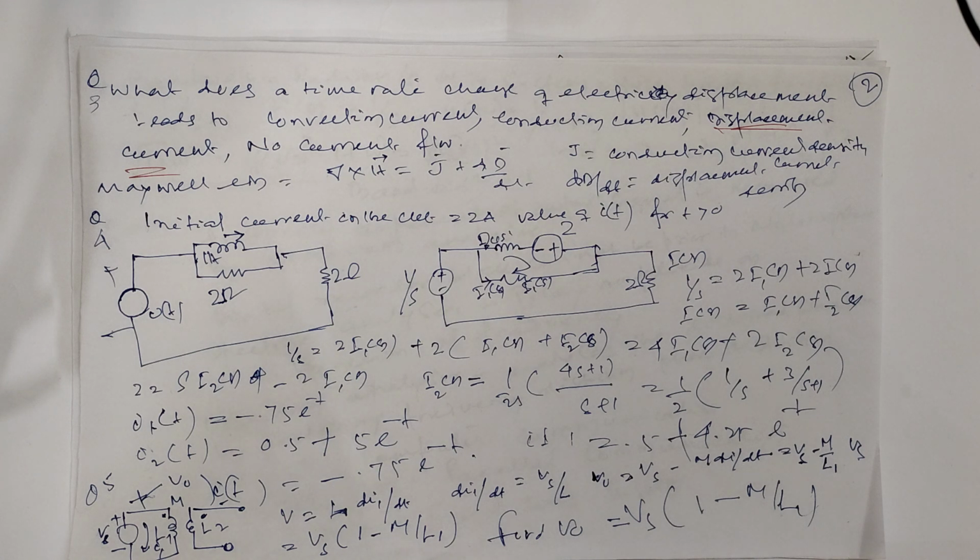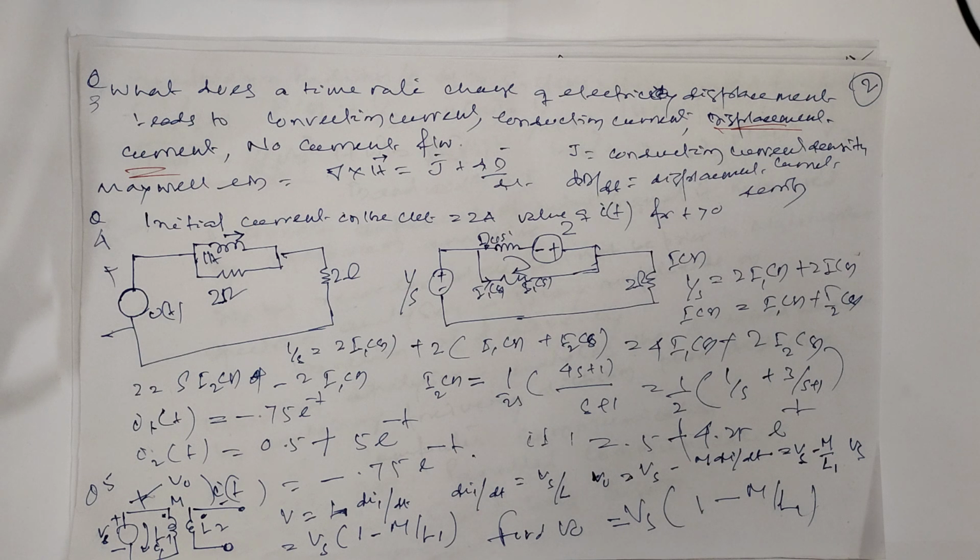In question number 4, you have to calculate the current. So you make one loop, because the initial current is there. The initial circuit current is 2 ampere. You only have to make two or three simple calculations, so that the current will come out equal to 0.5 + 4.25 e^(-t).